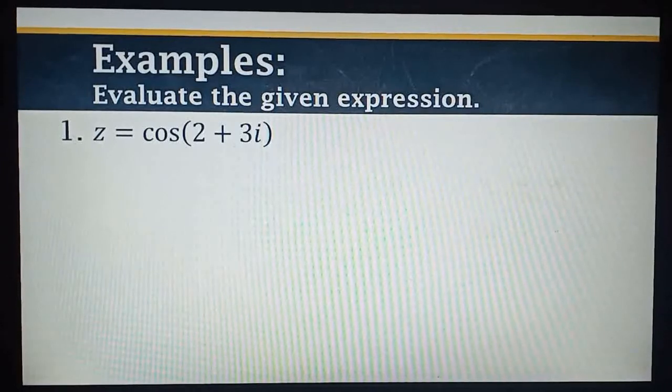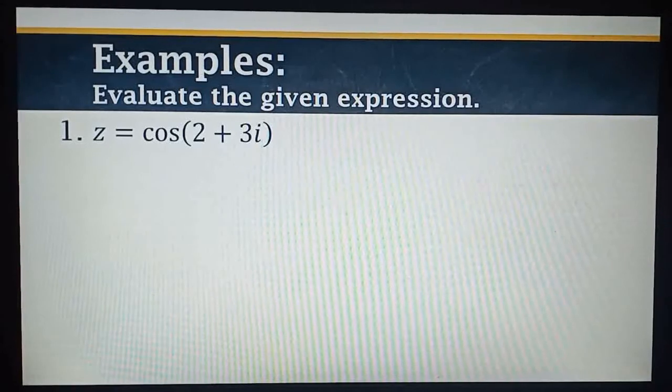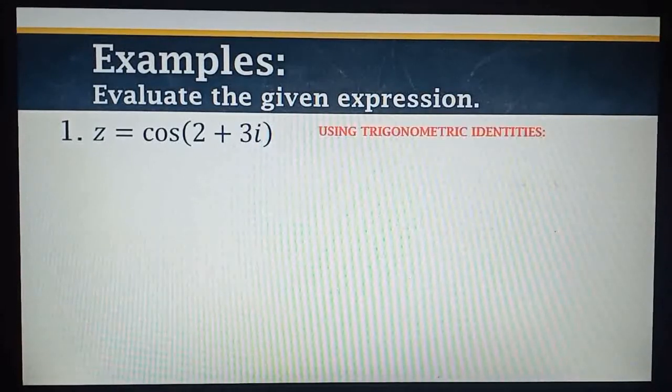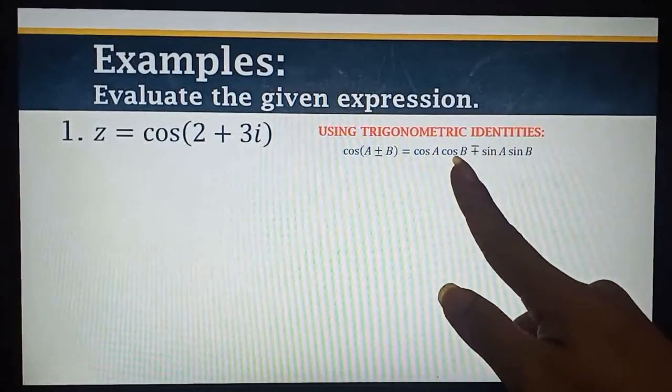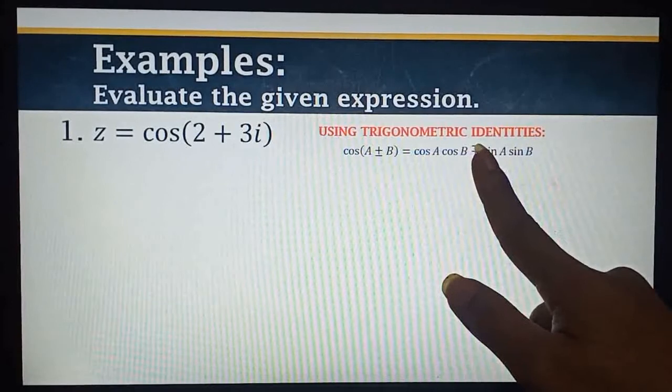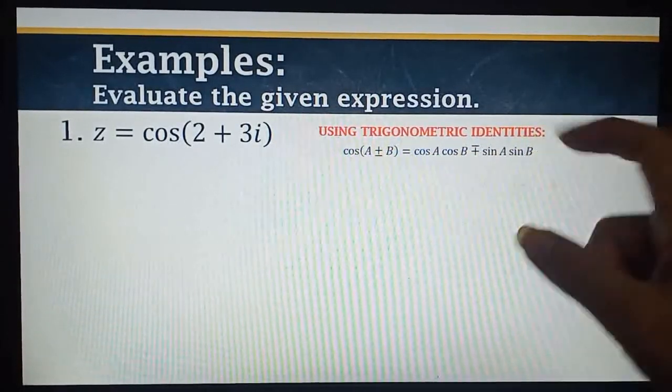So, let's say you have z is equal to cosine of the quantity 2 plus 3i. So, gagamitin natin ngayon yung trigonometric identity, which is the cosine of a plus or minus b. This is equivalent to cosine of a, cosine of b. Then kapag plus yan, magiging minus. Kapag minus naman yan, magiging plus.